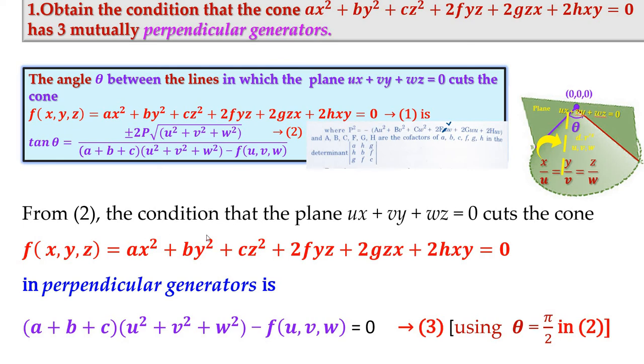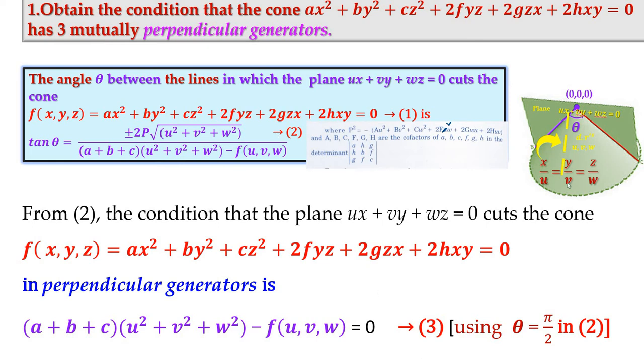Now we are given that the plane cuts the cone in perpendicular generators. So that means if the angle between these two is theta, then this is the formula. If theta is 90 degrees, then tan 90 is infinity, which means whatever you have in the denominator should be 0. Because this has two perpendicular generators, in fact three, but here we consider two, the denominator is 0. So using theta equal to pi by 2, you get this.